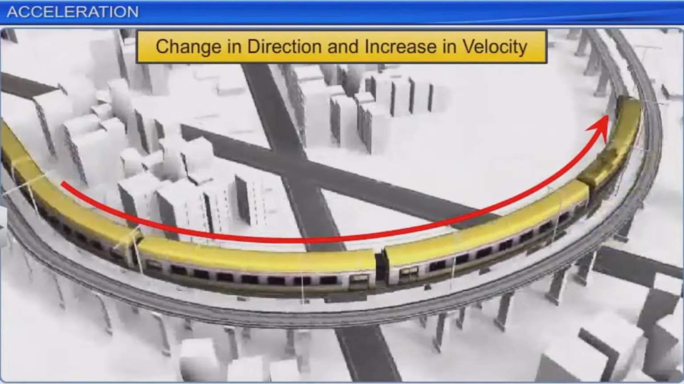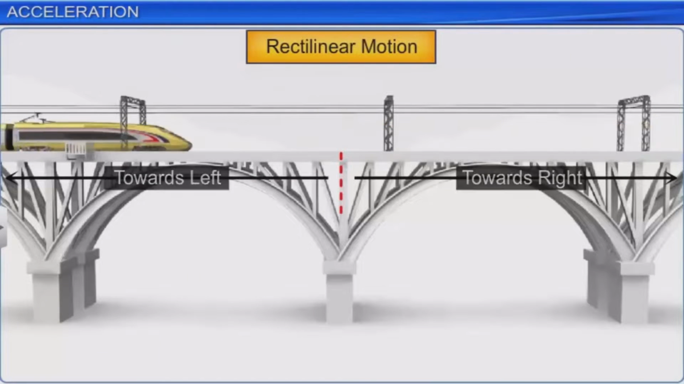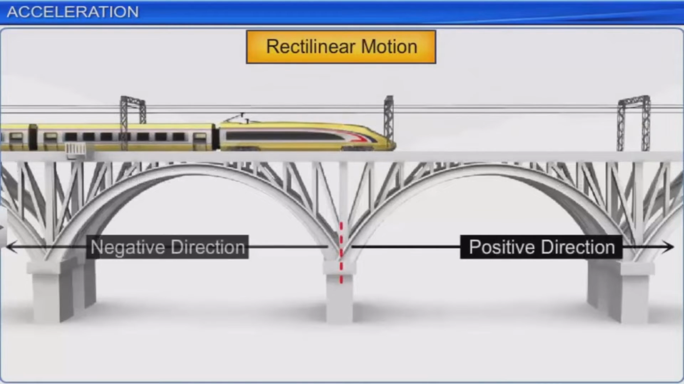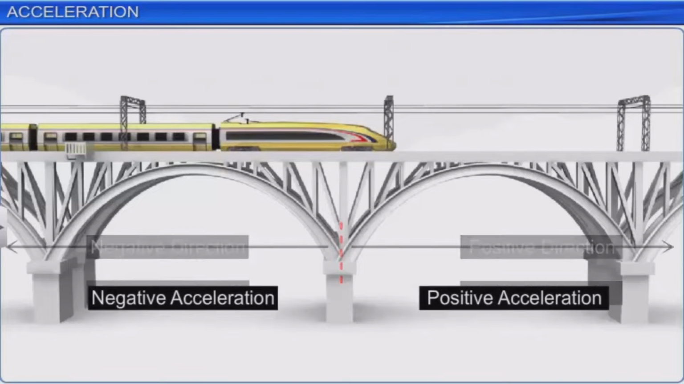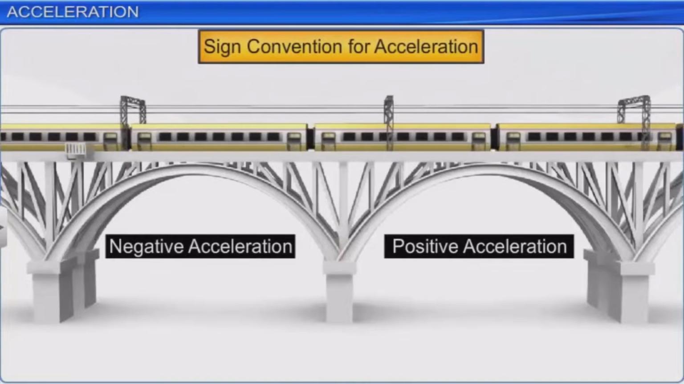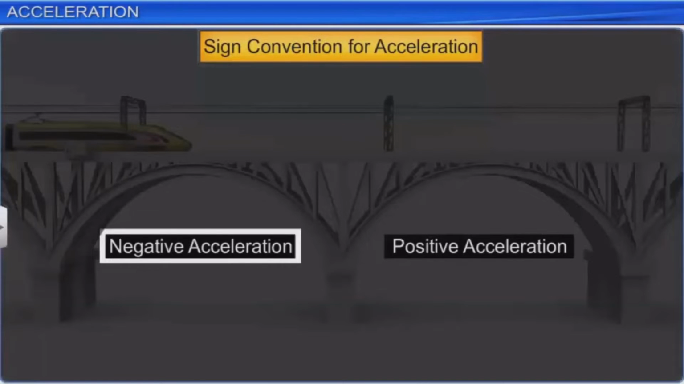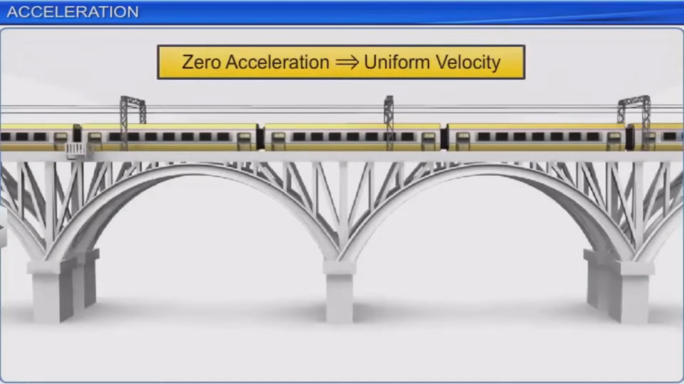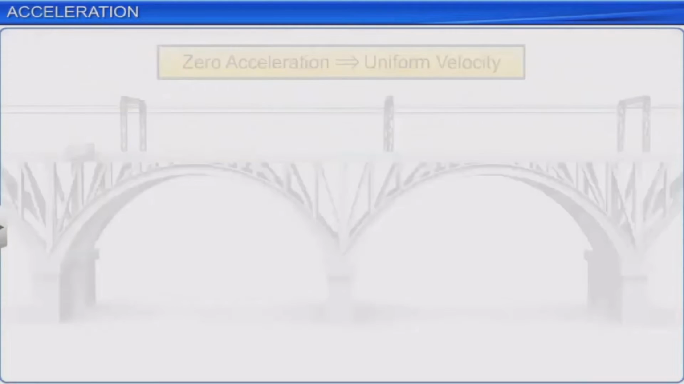In rectilinear motion, we have only two directions of motion: positive and negative. Therefore, we have two types of velocities, positive and negative. Similarly, we have two types of acceleration, positive and negative. Formulating a proper and consistent sign convention for acceleration is very important. Let's understand what constitutes positive and negative acceleration. Zero acceleration stands for uniform velocity. That is, the velocity does not change with time.